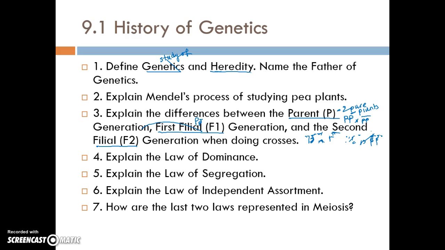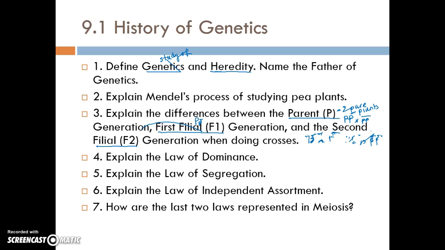This is where he led to his laws. And the first law that he came up with was the law of dominance, which said that one trait is dominant over another. So what we use now to show these alleles is a capital letter and a recessive letter. The capital letter for a dominant trait, lowercase letter for a recessive trait.